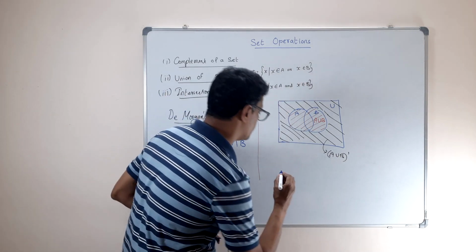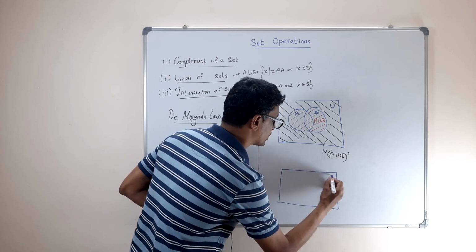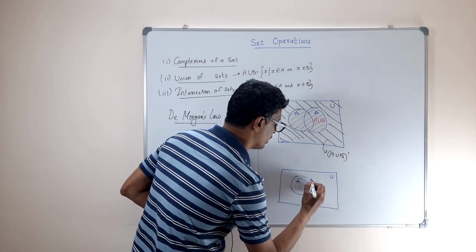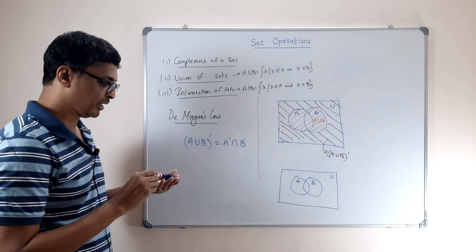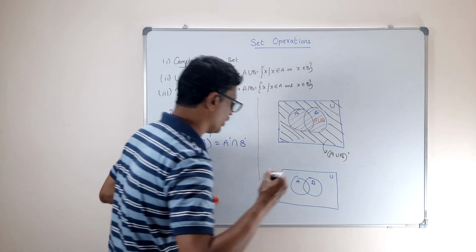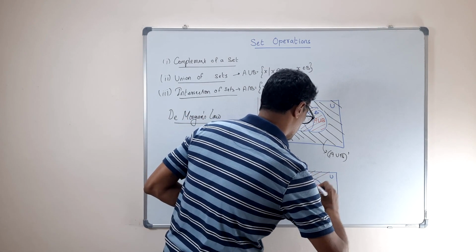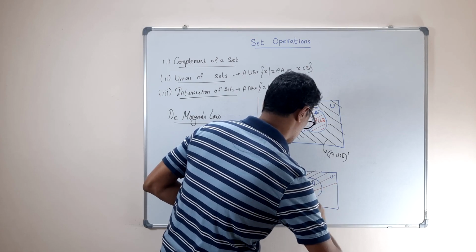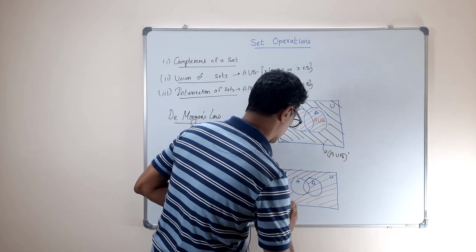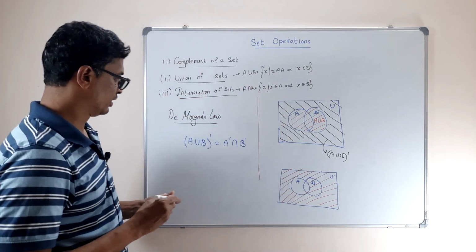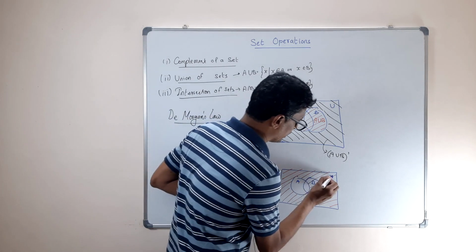What's the next one? This is the universal set, A and B. Complement of A. What is the complement of A? Everything outside A is the complement of A. Then the complement of B. What is that? Everything outside B.